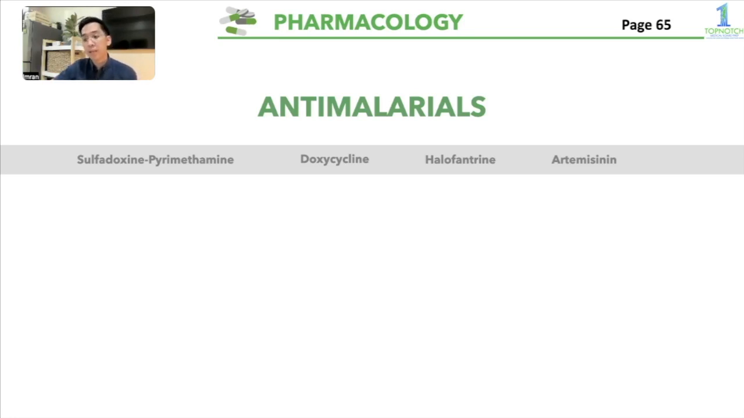Your doxycycline, that is a tetracycline, can also be given as a chemoprophylaxis for your malarial species na multi-drug resistant. Okay? So doxycycline for multi-drug resistance. Again, doxycycline is a tetracycline, so it can also chelate your calcium. Hence, not given sila for patients na, for example, pregnant women, or hindi mo din siya tinitake with milk kasi mataas yung calcium nun. Bababa yung absorption ng doxycycline natin.